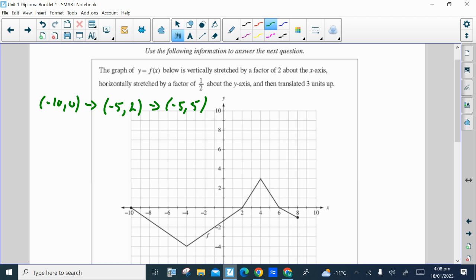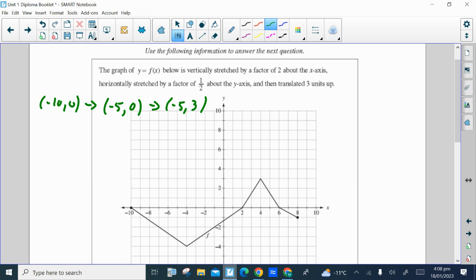So I just want to check that one more time. I started at -10, 0. I horizontally stretched by a factor of 1/2, so the -10 became -5. Well, I did write a 2 there, I shouldn't have, because I multiplied by 2, so that stays 0. And then that'll be not positive 5, but positive 3. There we go, that's better.